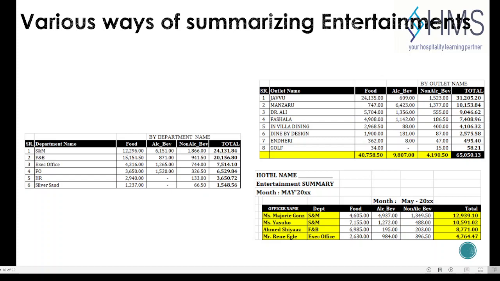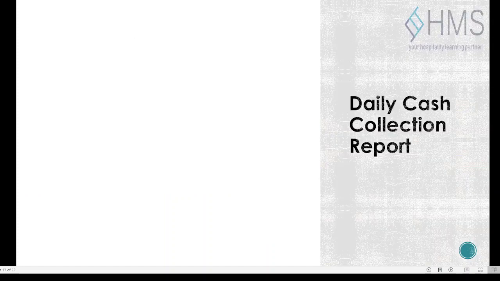So the importance of the entertainment summary from income audit to the accounting is only the cost allocations to the individual departments. If they are done, they have to be done correctly.